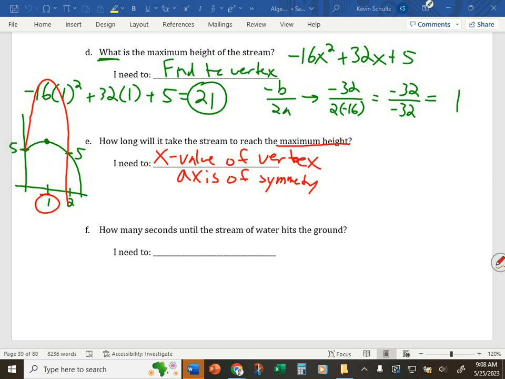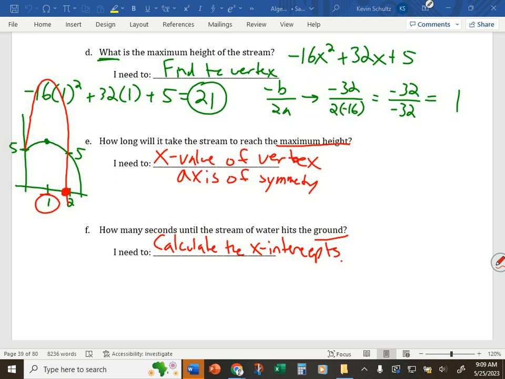Yes. And then lastly, how many seconds until this stream of water hits the ground? Keyword here, ground. We're looking for this point right here. What are we finding? What value is going to tell us when this hits the ground? Oh, find the x-intercepts. And in honor of Finn, I need to calculate the x-intercepts.